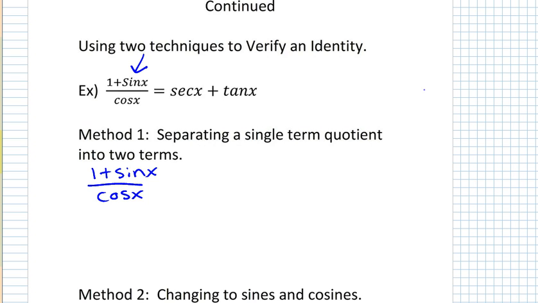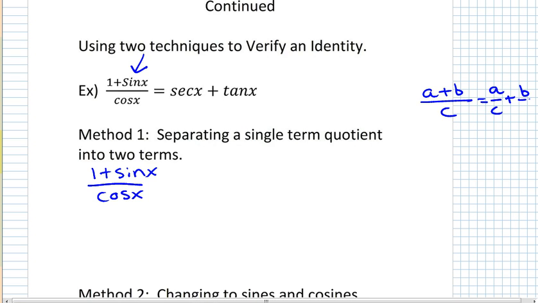Now one thing to keep in mind, whenever you add and divide by a number, you can split it up into two terms. It's the same as saying a over c plus b over c. It's just working backwards, because normally you take 1/2 plus 2/2, and you'll go 1 plus 2 over 2 equals 3/2. Well, now we're doing the reverse. We're starting out with the simplified version at the end and going backwards and splitting it up.